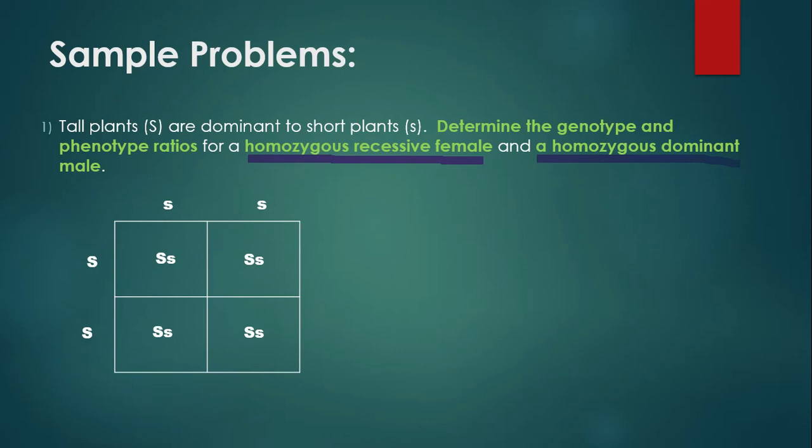Now, if you take a look at this particular result, the genotype that you can see is 100% one capital letter and one small letter. And how do we call that? That is heterozygous, because the letters are written in different ways. One is capital and the other is a small letter. So that is 100% heterozygous.